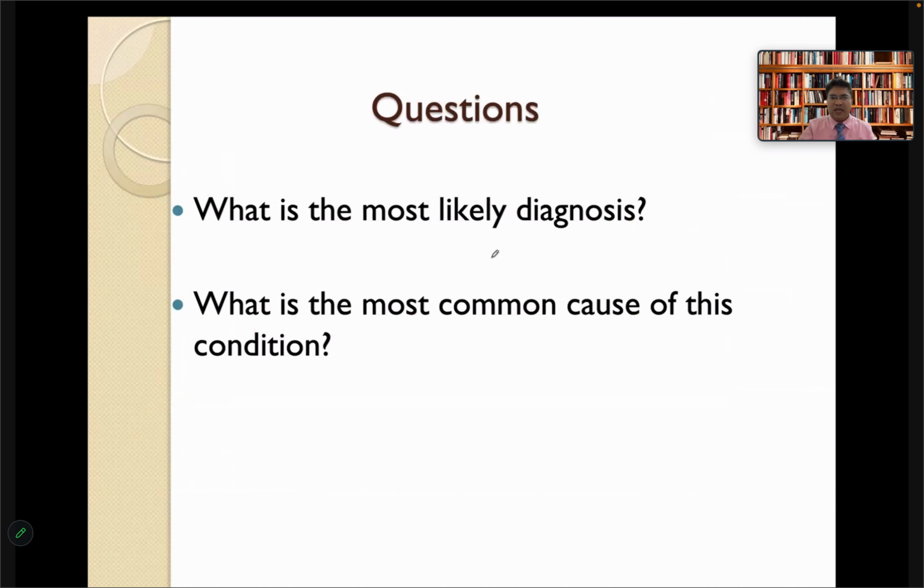So what is the most likely diagnosis? The most likely diagnosis here is subarachnoid hemorrhage. And what is the most common cause of this condition? The most common cause is rupture of saccular or berry aneurysm. So again, write full complete sentence. Rupture of saccular or berry aneurysm.